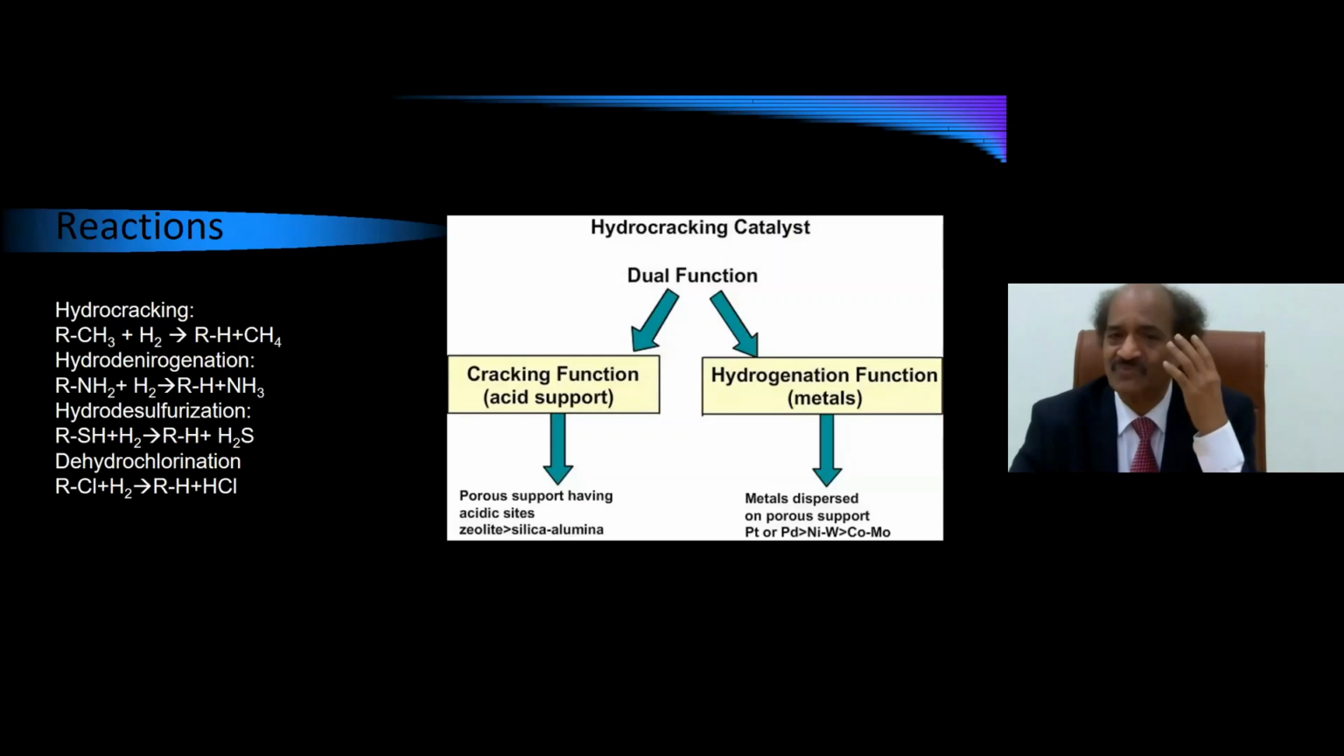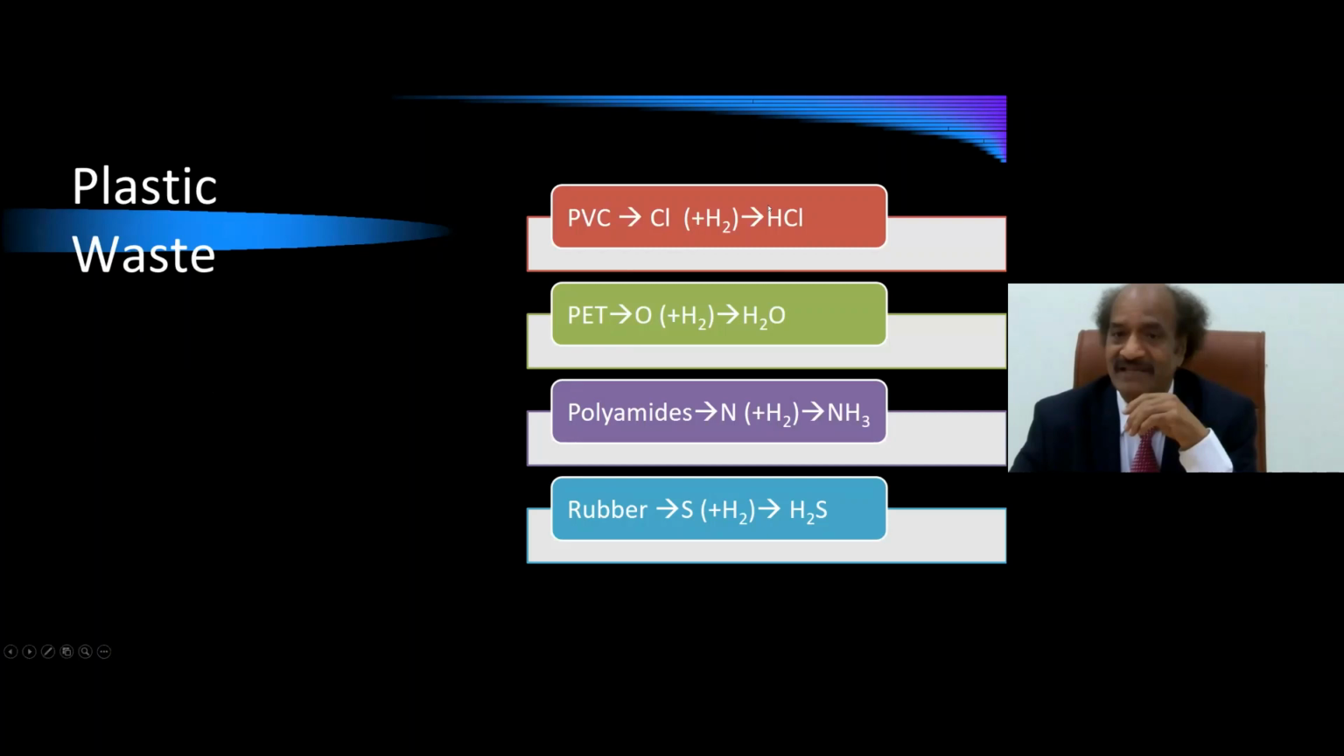And for those who are doing research, there are so-called dual function catalysts. You have acidity and you have metal on that. So in plastic waste, PVC will give me HCl, PET will give me water, polyamides will give me ammonia, and rubber will give me H2S.